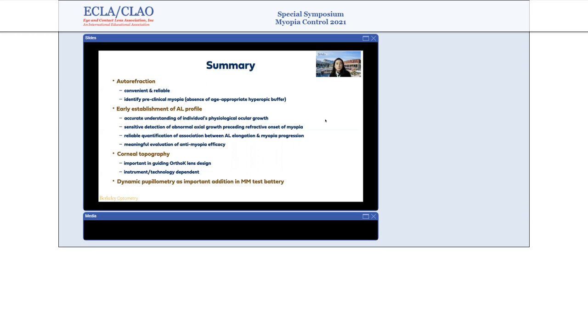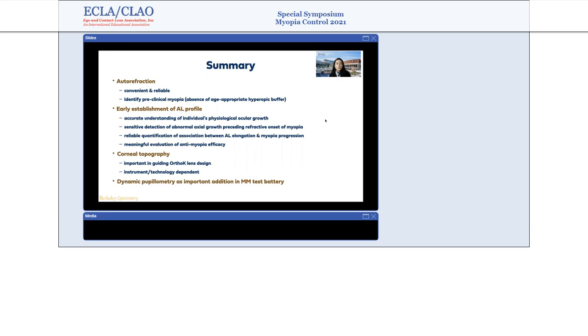And the second component is the early establishment of an axial length profile, preferably using an optical biometer. It's essential for us to understand the individual's physiological ocular growth, preferably before the refractive onset of myopia. With that, we're able to better understand the rate of myopia progression and axial elongation, so that we can reliably quantify the anti-myopia efficacy.